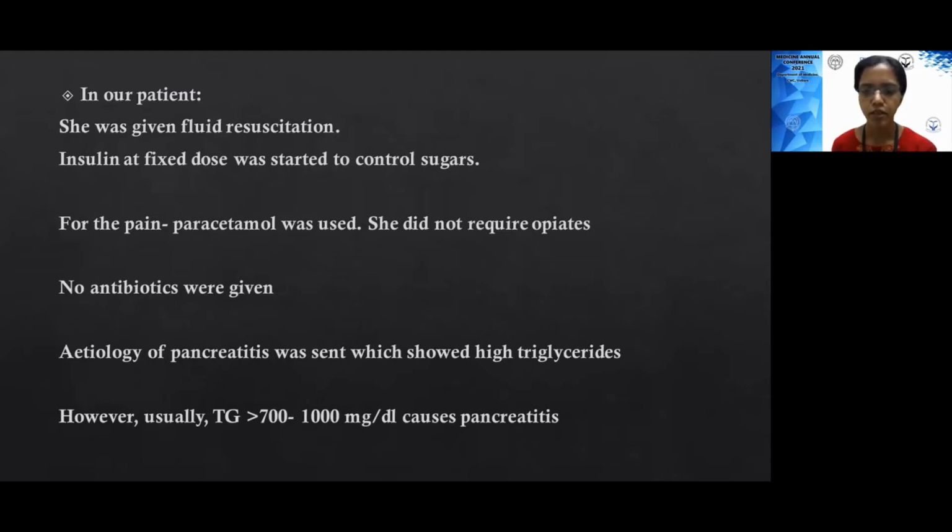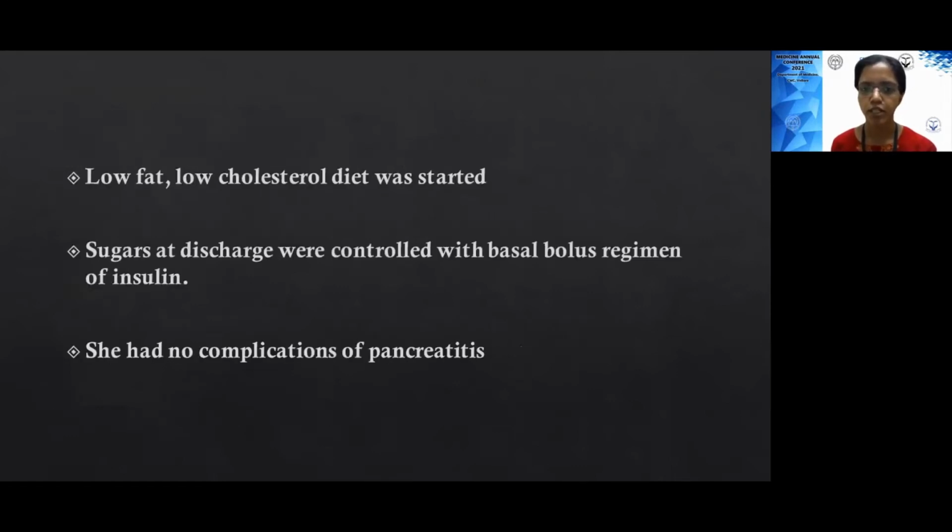For etiologic workup, there is high triglyceride, but usually triglycerides more than 700 to 1000 only cause pancreatitis. So in our patient, we thought that the triglycerides were slightly higher than expected because of the underlying diabetes. She was advised low-fat, low-cholesterol diet. Sugars at discharge were controlled with basal bolus regimen of insulin, and she had no complications related to pancreatitis, whether local, systemic, or regional.